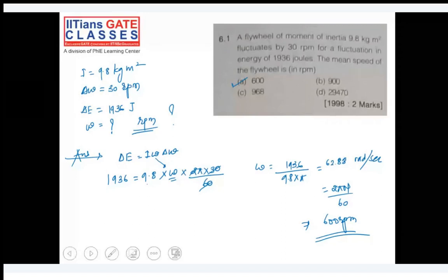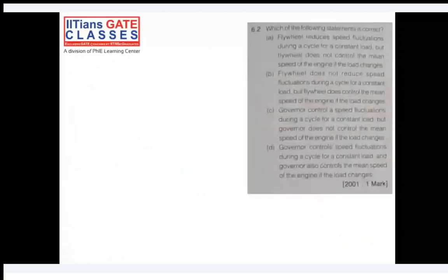Okay, I'll go to the next slide. Read the following statements and tell which of them is correct. First statement: flywheel reduces the speed fluctuation during a cycle for a constant load, but flywheel does not control the mean speed of the engine if load changes. Okay, this is the first statement.